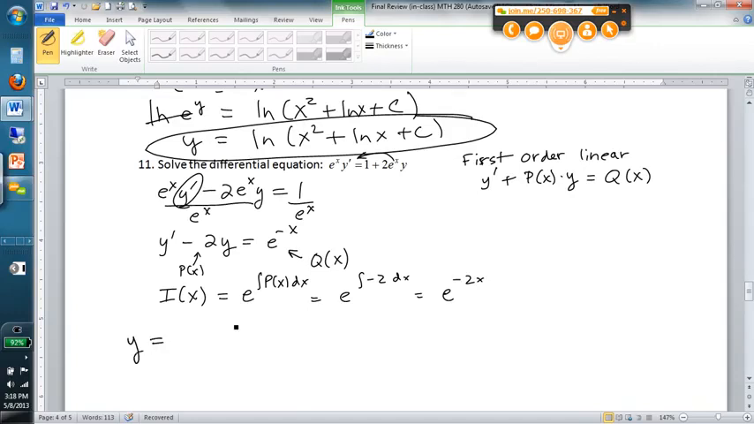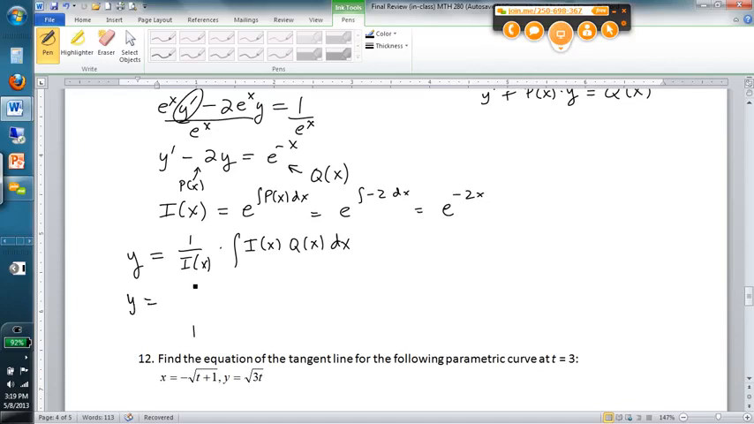So remember what our solutions are then? That's another formula. It's 1 over I of x times the integral of I of x q of x. Something like that? Does that ring a bell? Isn't that the solutions? The y equals solutions? I believe so. So in this case, we've got y equals 1 over e to the negative 2x times the integral e to the minus 2x. The q of x comes from right up here. It's e to the minus x dx.